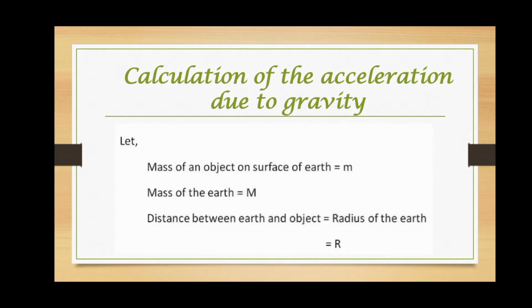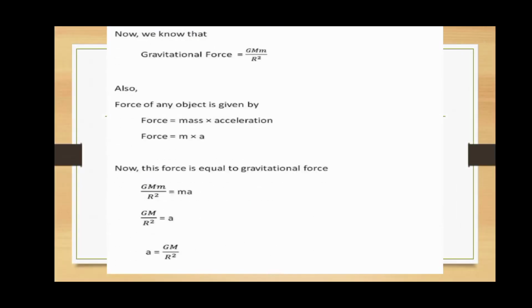Let the mass of an object on the surface of Earth be m. Mass of the Earth is equal to capital M. Distance between the Earth and the object, the radius of Earth, is capital R. Now we know that gravitational force, according to the universal law of gravitation, is F equals G M m by r square. Also, force on any object is given by the second law of motion. We know that force is equal to m a, mass into acceleration.